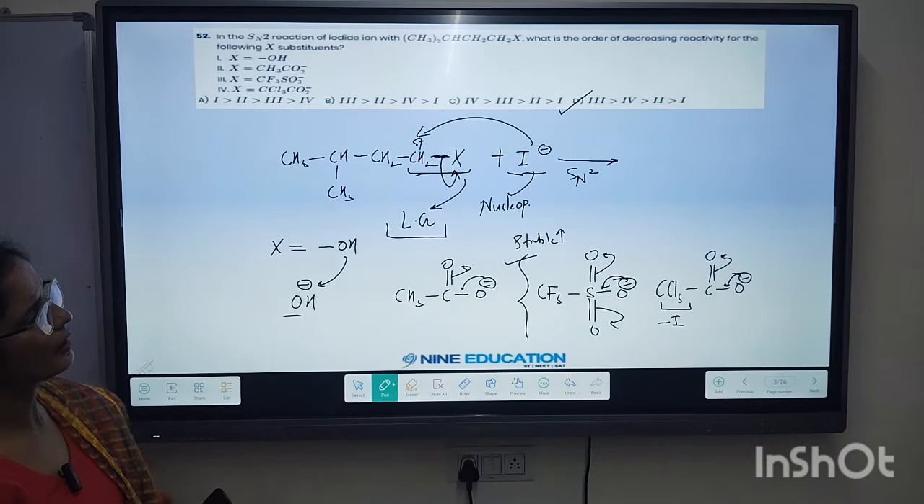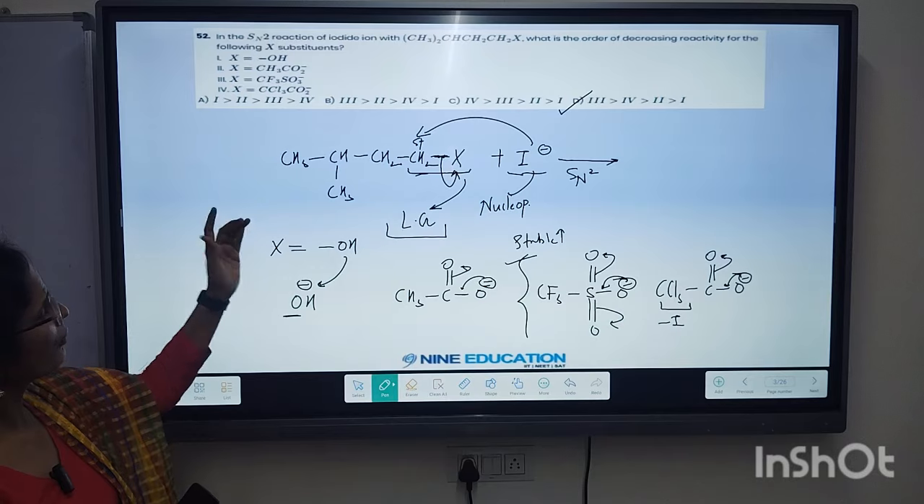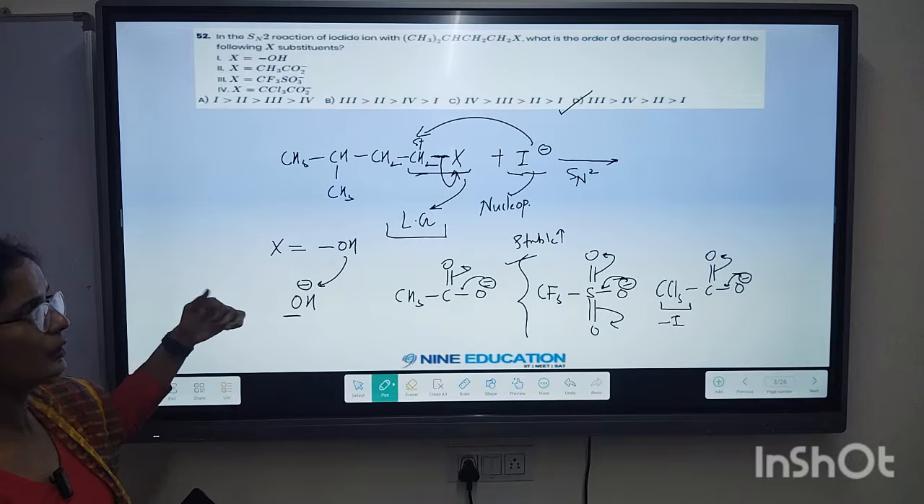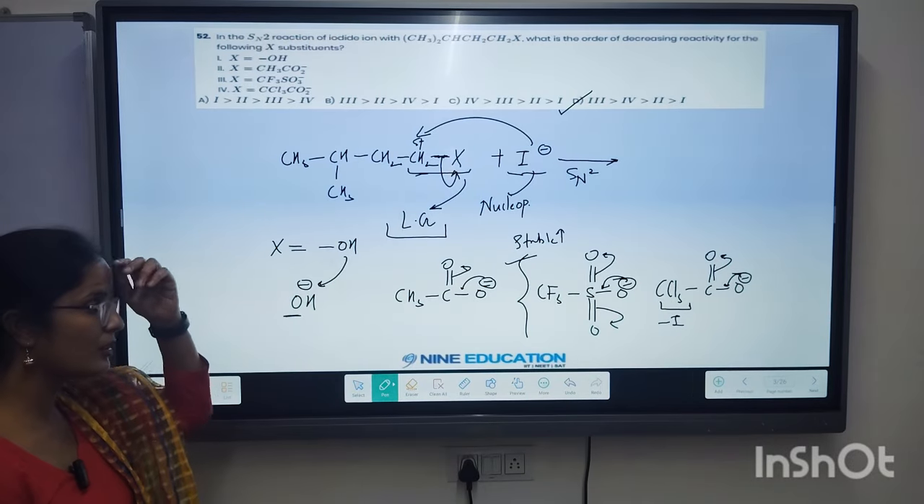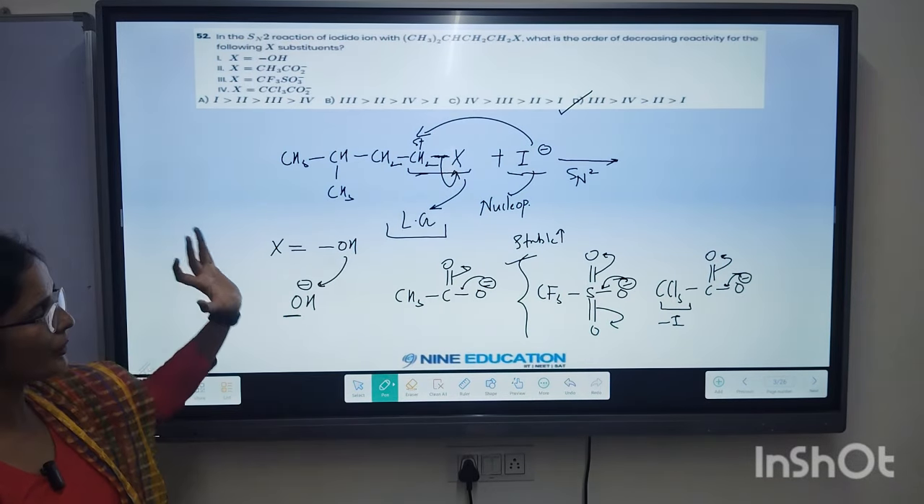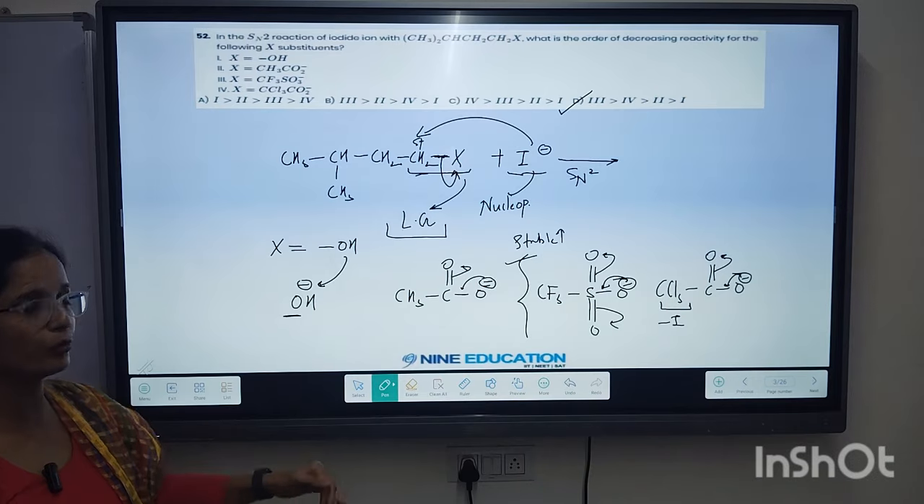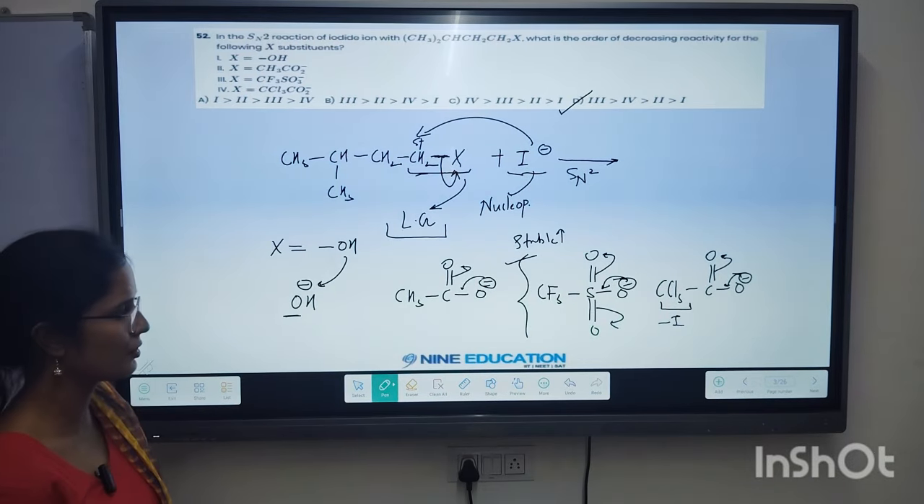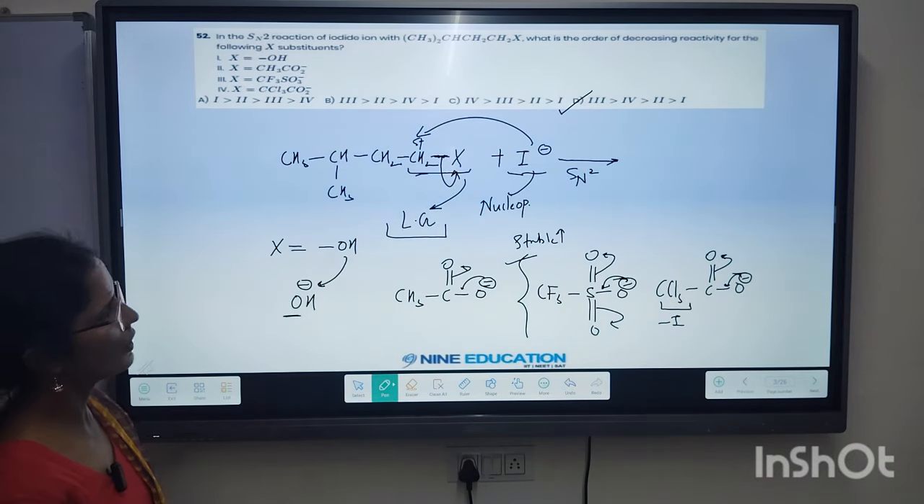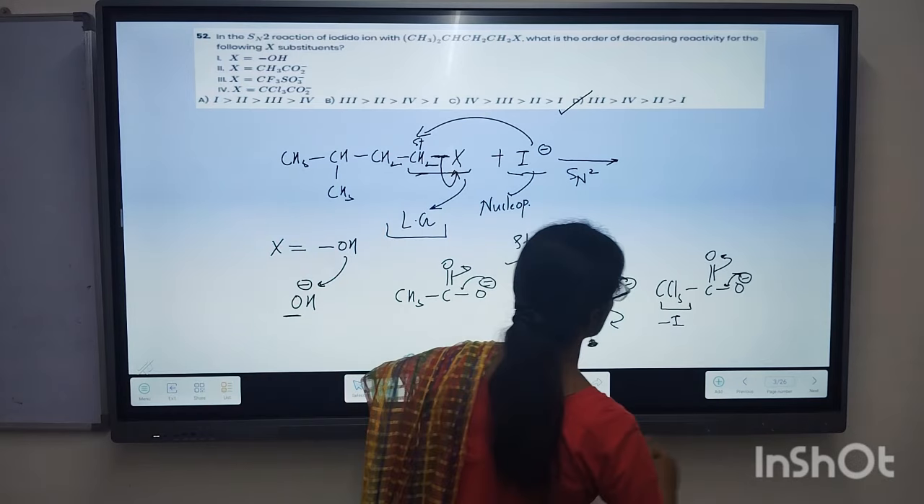Your nucleophile is attacking on the carbon, and if different leaving group options are there, you just need to talk about their leaving group tendency, or their tendency to take up the electron pair and release in the form of some stable anion in the solution. And this is how the D option would be coming.